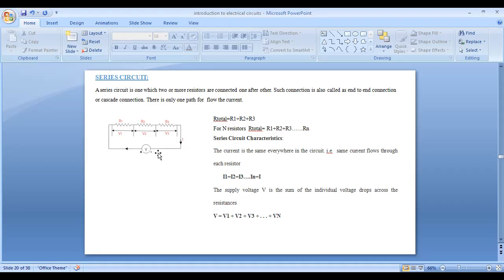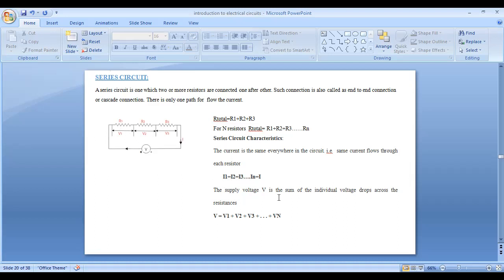Next, the characteristics of series circuit. In the case of a series circuit, the current across each resistor is the same. If you have connected N resistors, then the current in each resistor is the same. That is, I1 is equal to I2 equal to I3 equal to so on up to In. That value is I only.